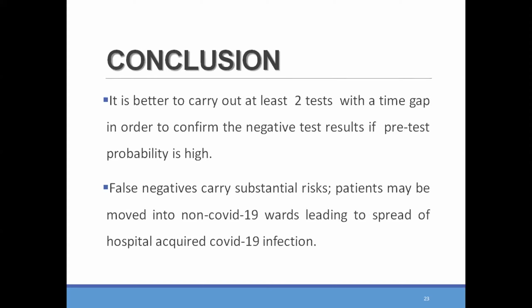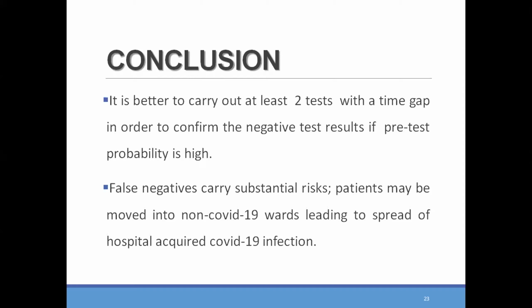usually it is better to carry out at least 2 tests with a time gap, and also even if the negative results are being given out or if it is not detected, better to perform the test twice if the pre-test probabilities are high. That means if you present very similar symptoms to COVID-19, if it's not detected, without concluding that the patient is negative, better to perform another test to confirm the result.